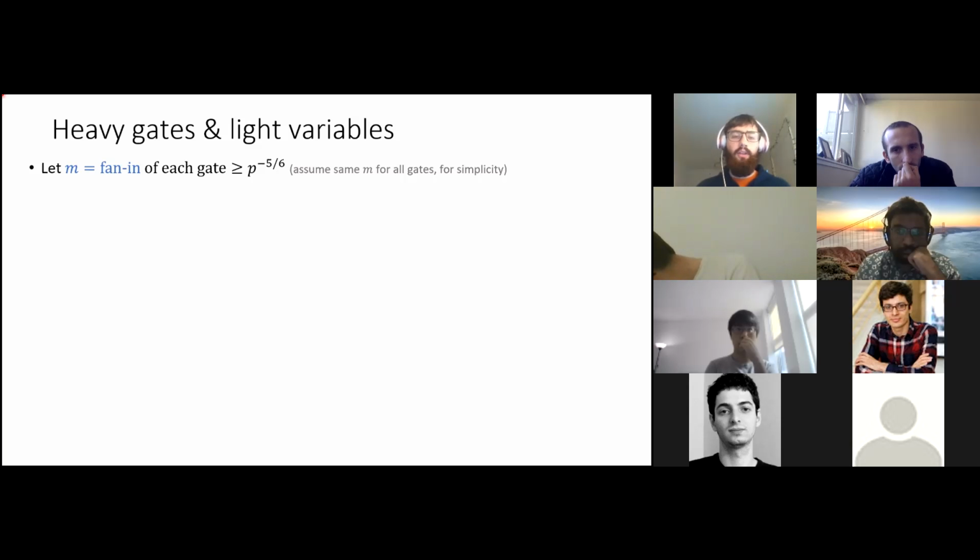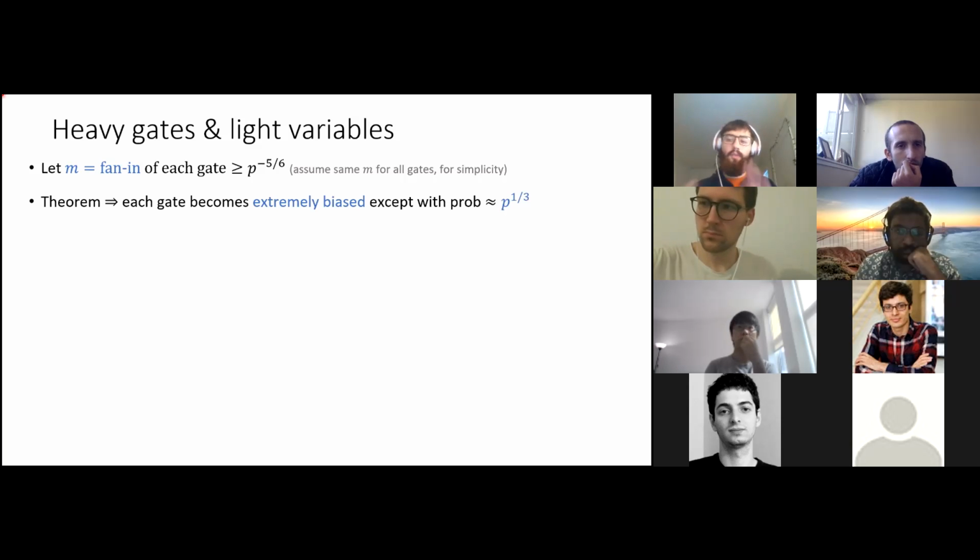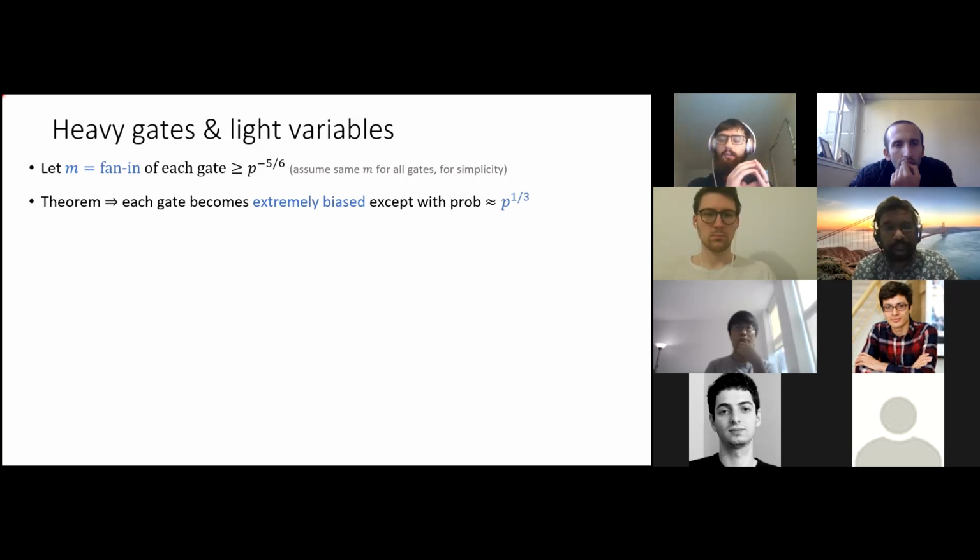Okay, and let's let M be the fan-in of the gates. And for simplicity, let's just pretend it's the same M for all gates. Okay, so then the theorem we saw before about analyzing a single LTF under a random restriction tells us that each gate is going to become extremely biased, except with this moderate failure probability, p to some small power. In fact, it turns out to be roughly p to the 1/3.